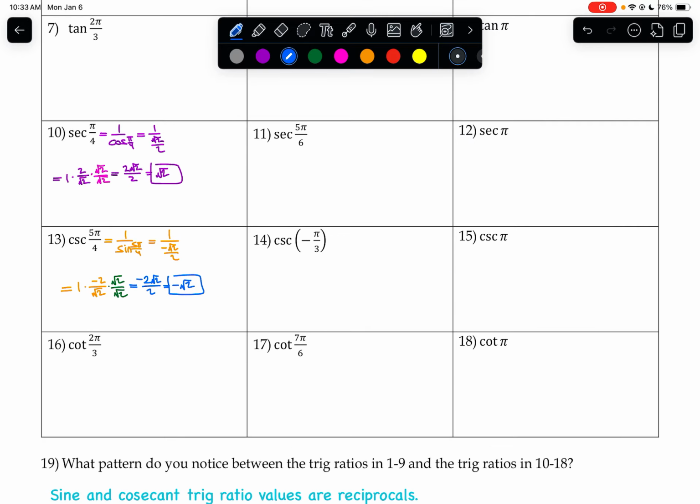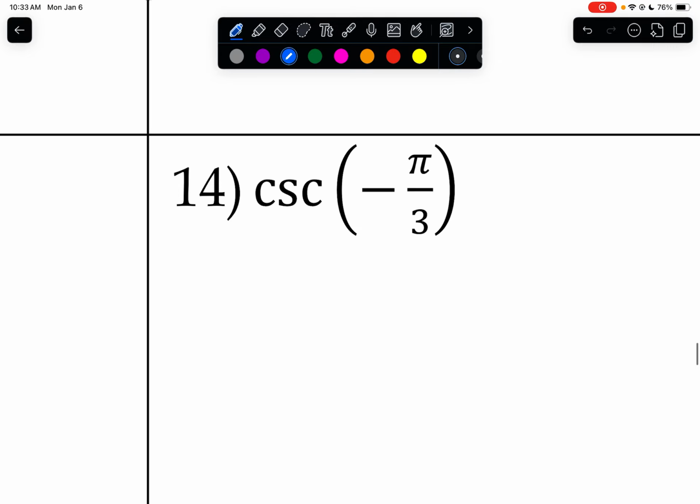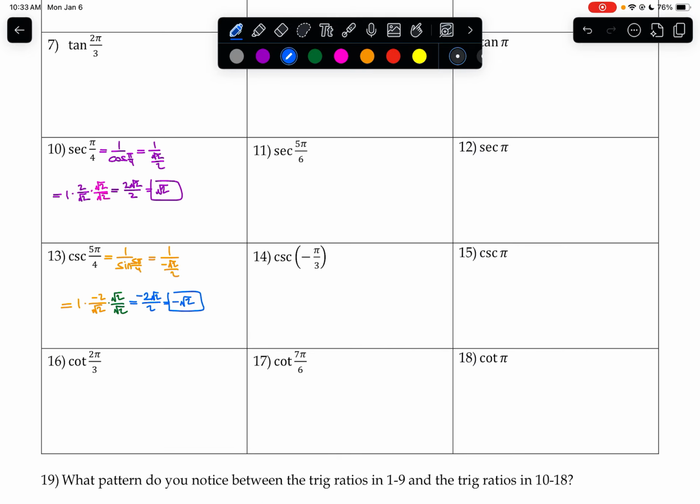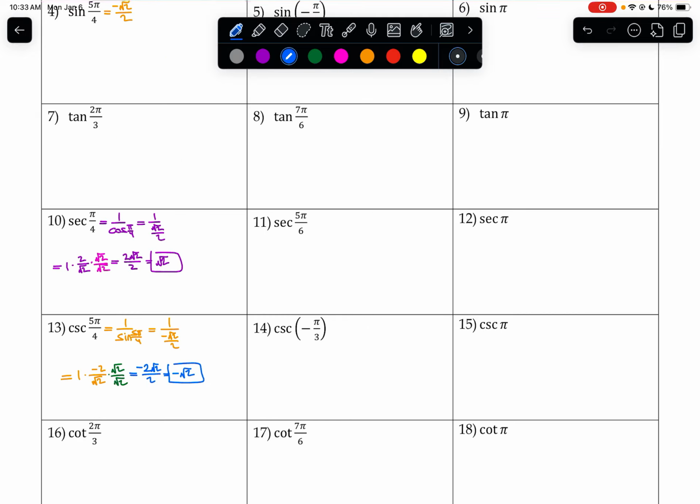Okay, so same idea. Some of these are going to use coterminal angles. So like your cosecant of negative pi over 3, you have your coterminal angles. So some of these is going to be about working smart, not hard.